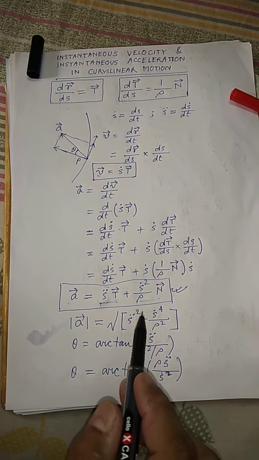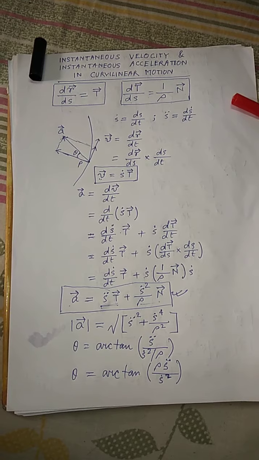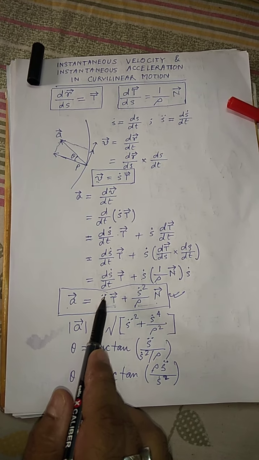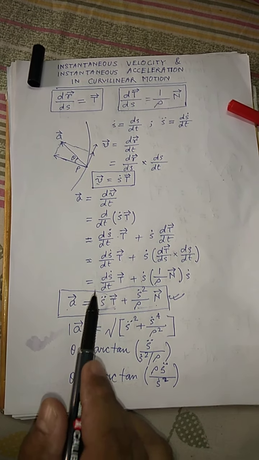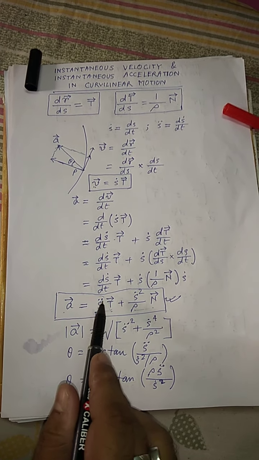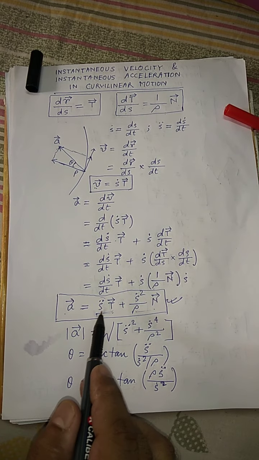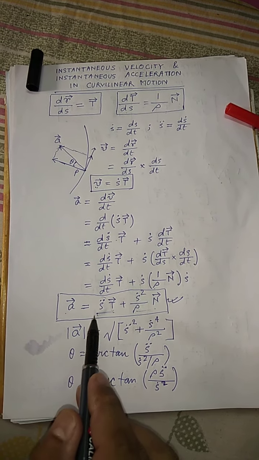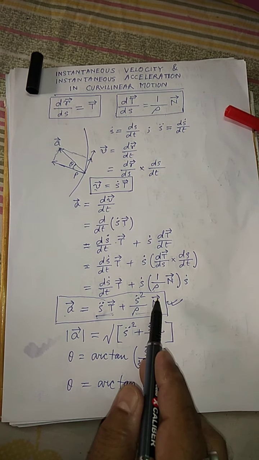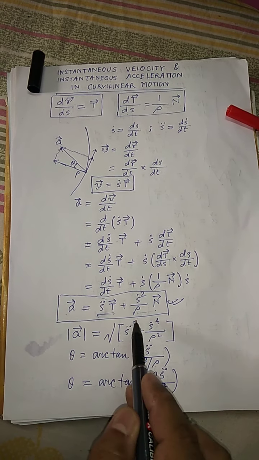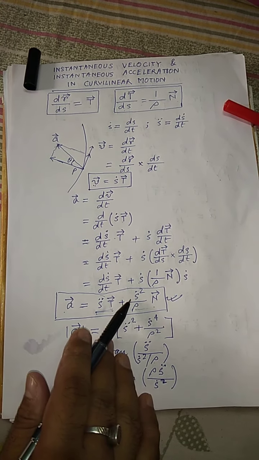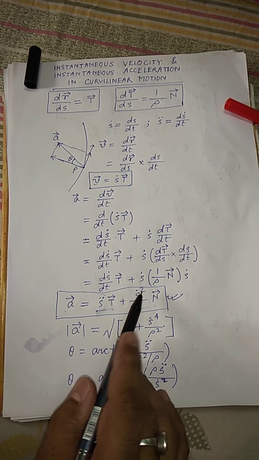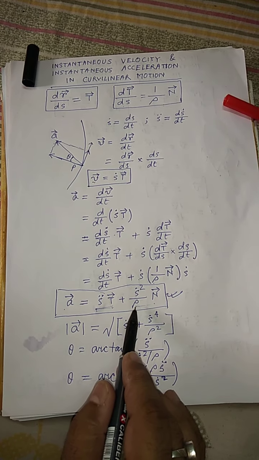And in the case of uniform circular motion, s double dot will be 0 as the rate of change of the speed of the particle will be 0, and in that case the tangential acceleration will get reduced to 0 vector and the magnitude of the centripetal acceleration will be equal to the square of the speed of the particle divided by the radius of curvature.